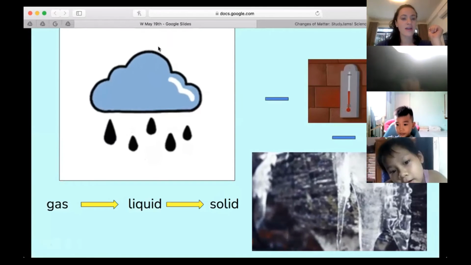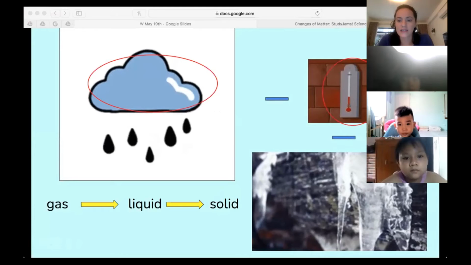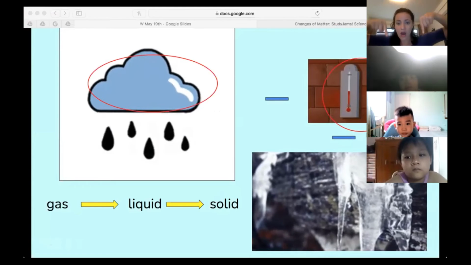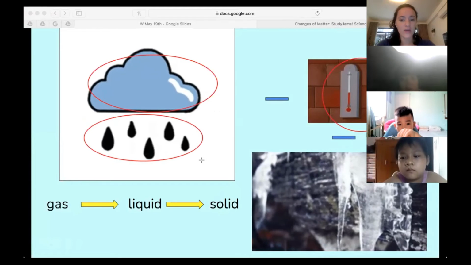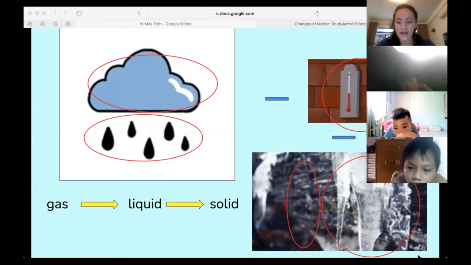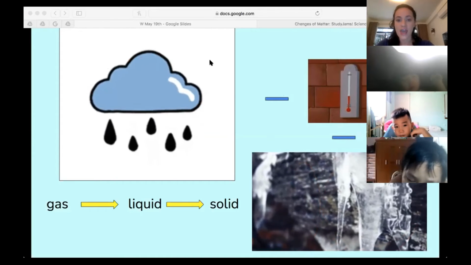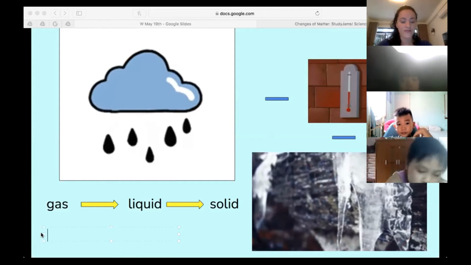So here's the other example. A gas gets cold. Here we see the temperature going down and it turns into a liquid. The liquid right here gets even colder and turns into ice. These are changing the states of matter.